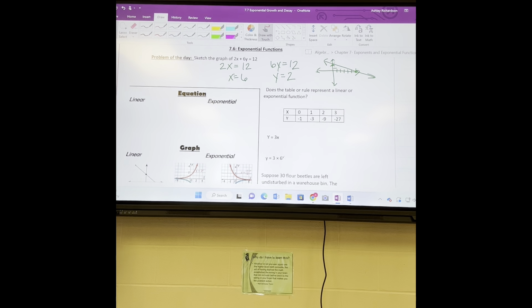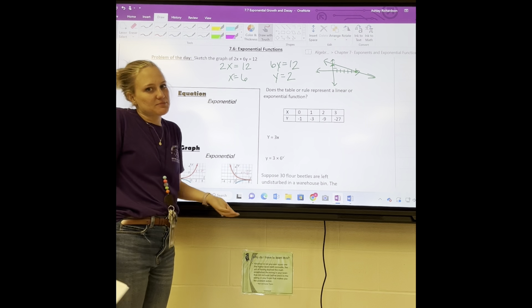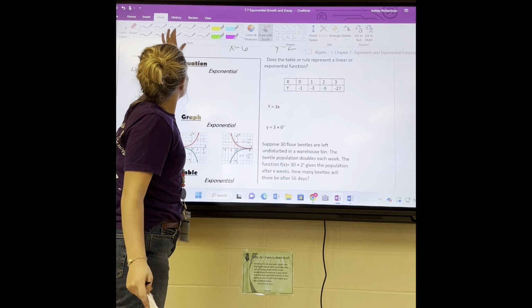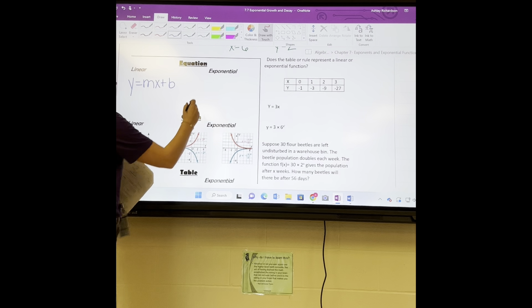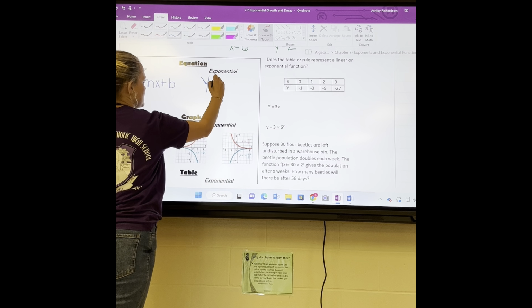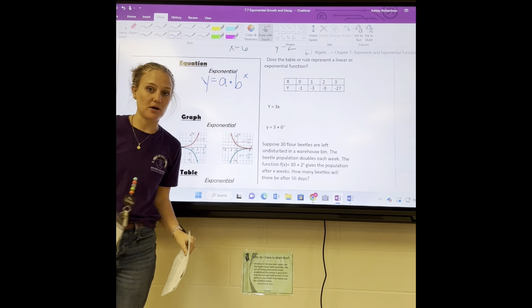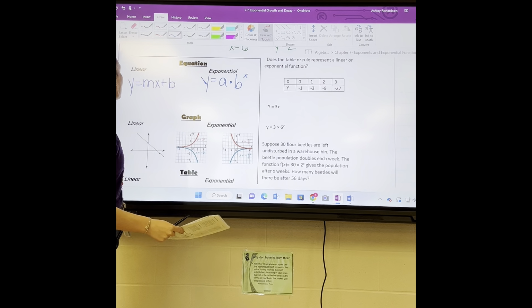Okay, so today we are talking about exponential functions. So basically, we already talked about functions without exponents. We're adding exponents now. So the equation for a linear function is y equals mx plus b. We already know that. The equation for an exponential function is y equals a times b to the x power. We will get more into that about what those things mean and how to work with that.